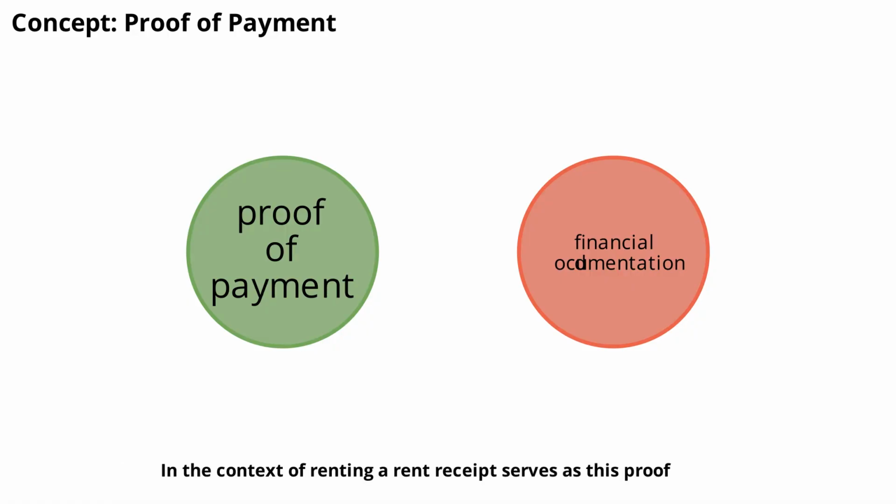Proof of payment is a fundamental concept in financial transactions. In the context of renting, a rent receipt serves as this proof, confirming that the tenant has fulfilled their obligation. This documentation is important for resolving disputes, applying for new rentals, and meeting legal or tax requirements. Always keep your proof of payment safe and accessible.